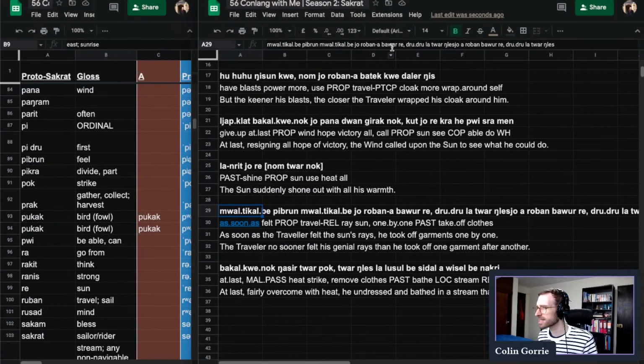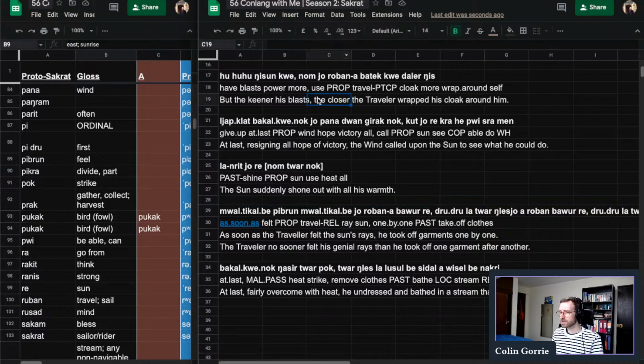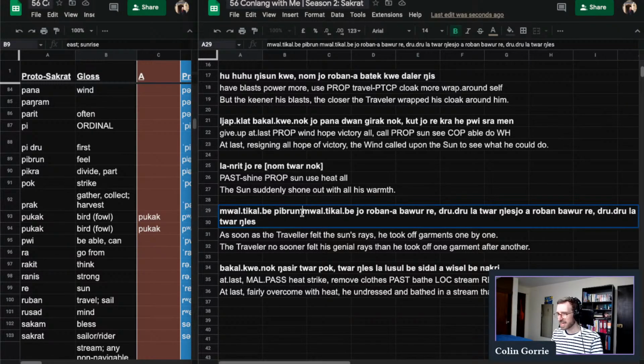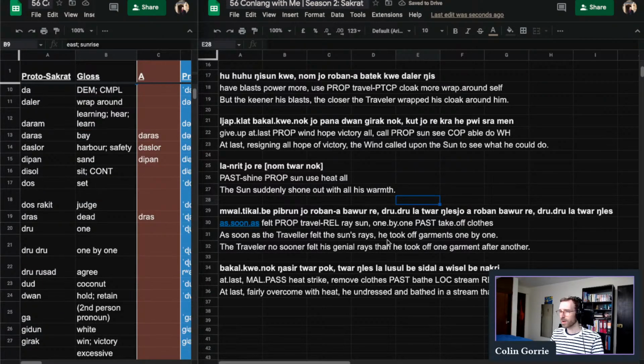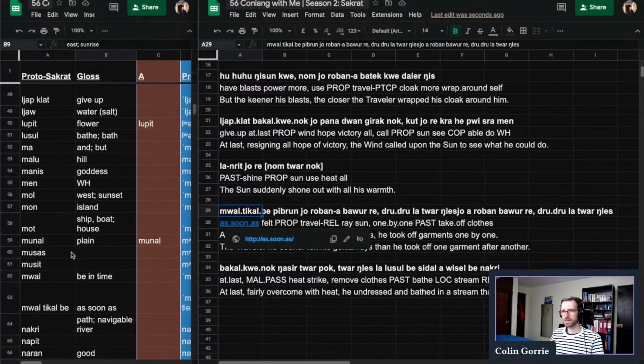There's something wrong with this sentence. I think there's too much in it. As soon as felt. Yeah, why are things being repeated? As soon as felt the traveler the sun's rays, he first drudru. What does drudru mean? One by one, took off Nglesio.